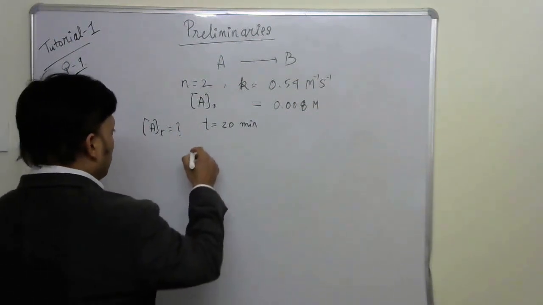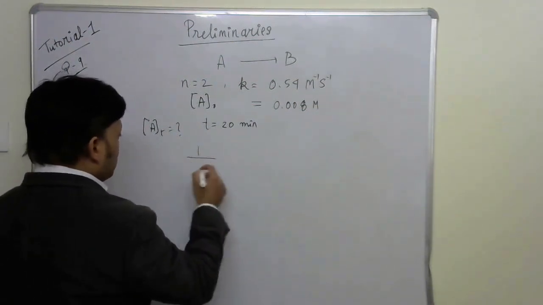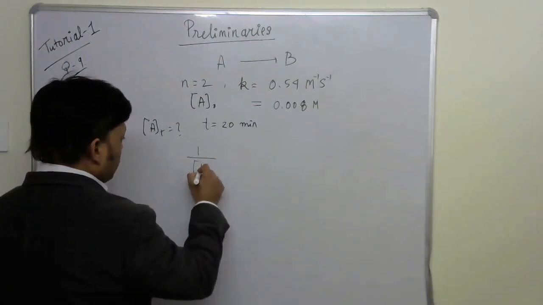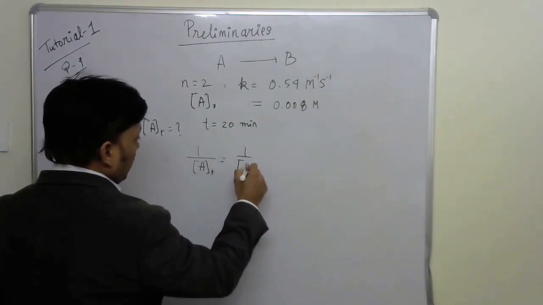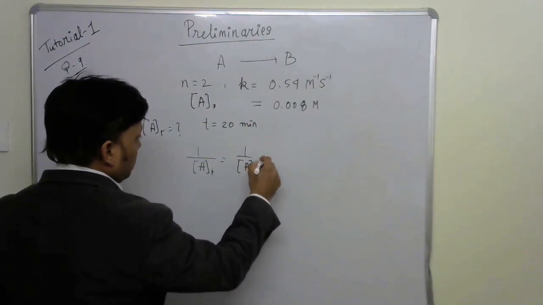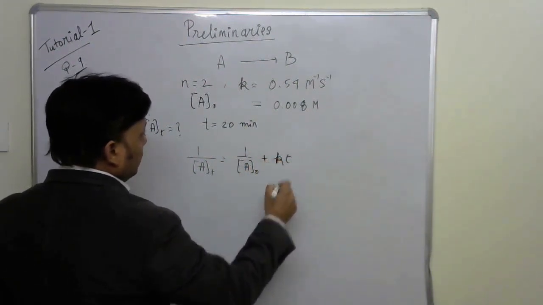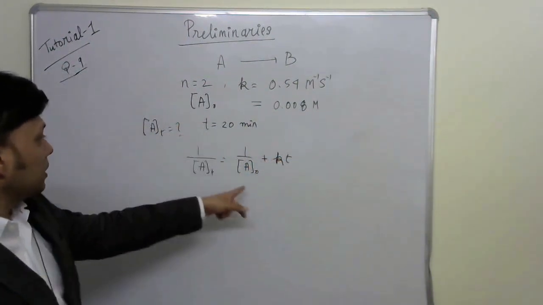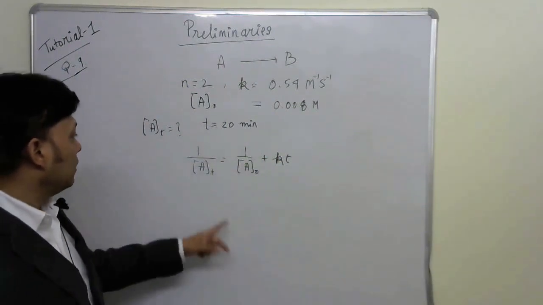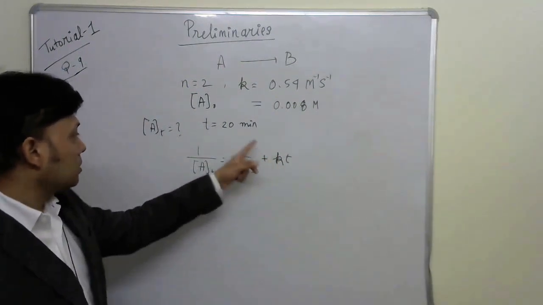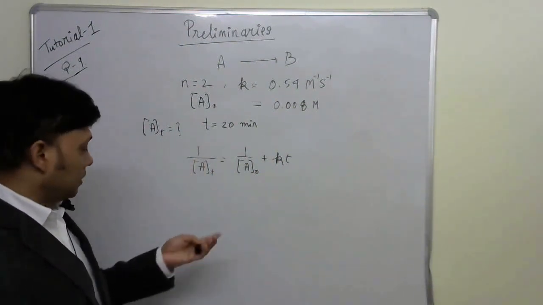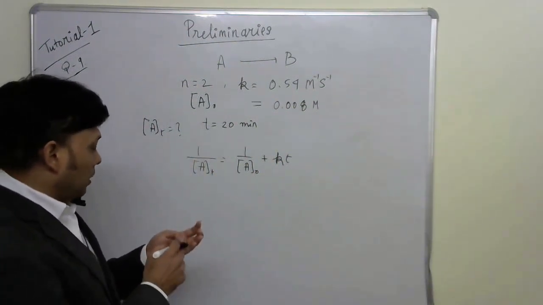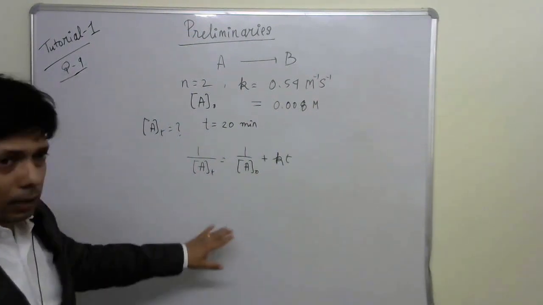So we can use this expression, 1 over A_t is equal to 1 over A naught plus kt. Here you see A naught is given, k is given, t is given. You have been asked to find out A_t, the concentration of A at time t.